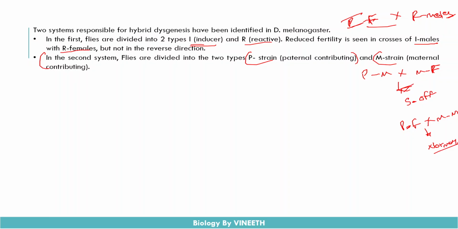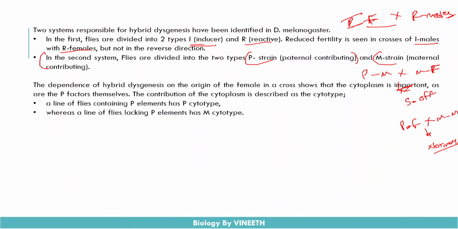So these are the two different systems responsible for hybrid dysgenesis. Most scientists have classified hybrid dysgenesis into two systems. In the first system, they have placed the inducer and reactive strains, and in the second system they have classified them as the P strains and the M strains. Now, the dependence of hybrid dysgenesis on the origin of the female in a cross shows the cytoplasm is also important, because the cytoplasm produces the P factors. These P factors act as repressor molecules.